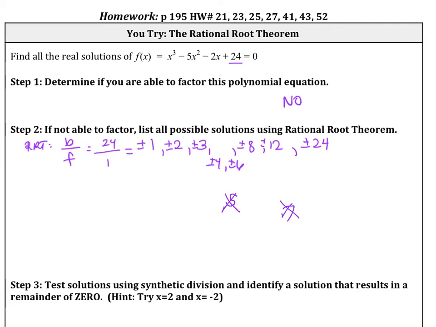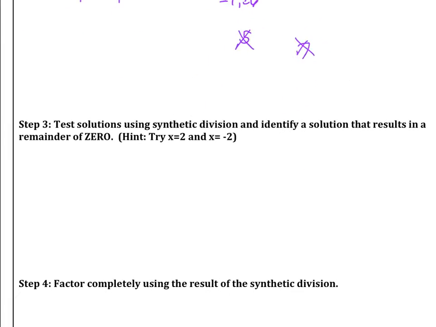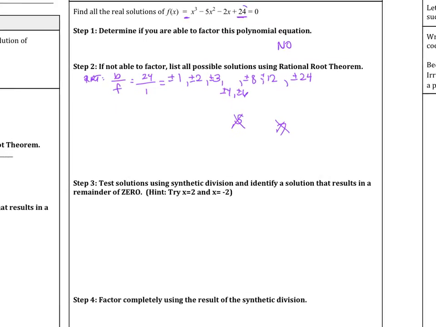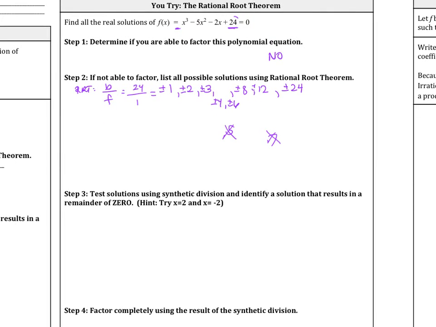Okay, so the possible solutions are only the factors of the leading coefficient and the constant at the back. So now we test solutions. To help you out, try 2 and negative 2. So let's try 2. When we're trying 2, that means the factor would be x minus 2. It's always the opposite. Let's see if we're missing any terms. We have x cubed, x squared, x, and the constant, so nothing is missing. So I can write the coefficients here: 1, negative 5, negative 2, and 24.